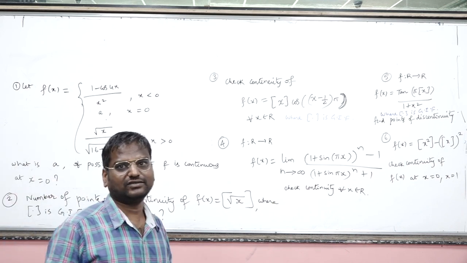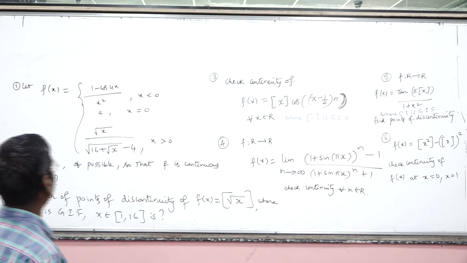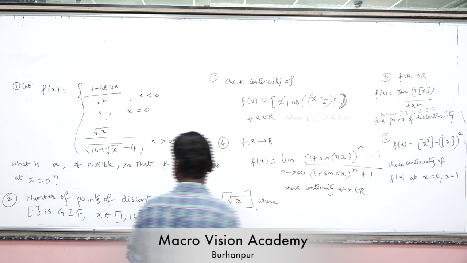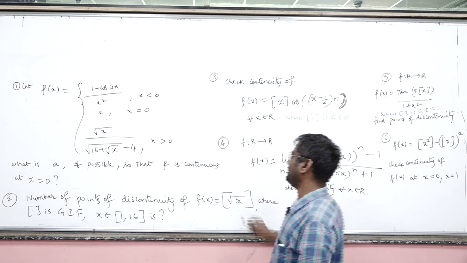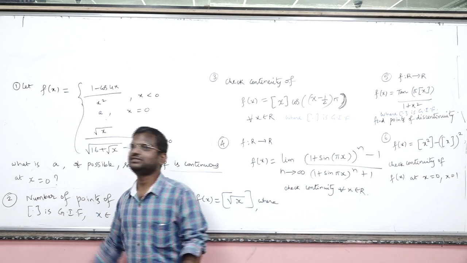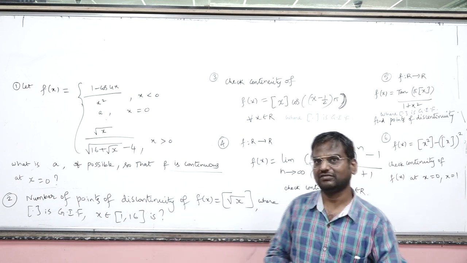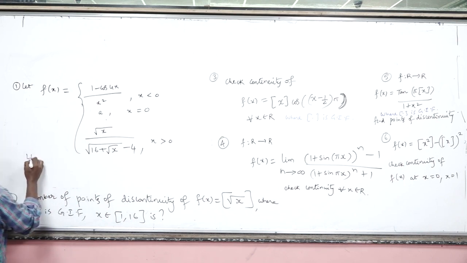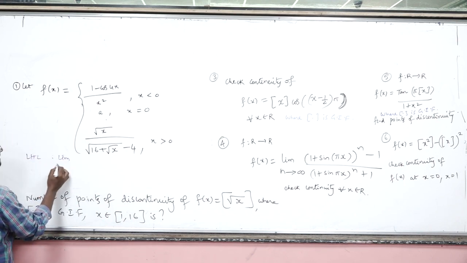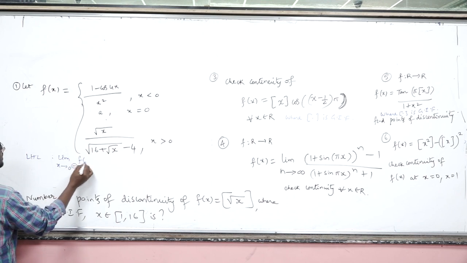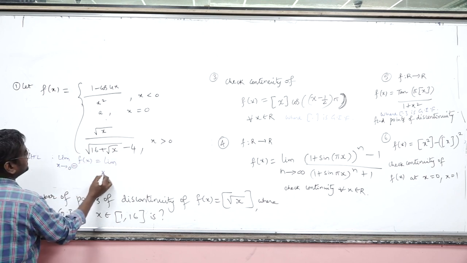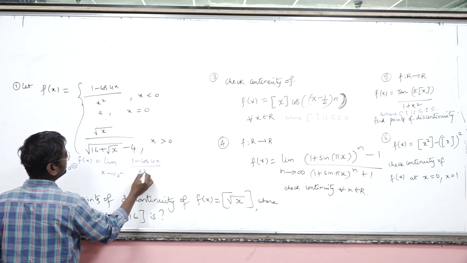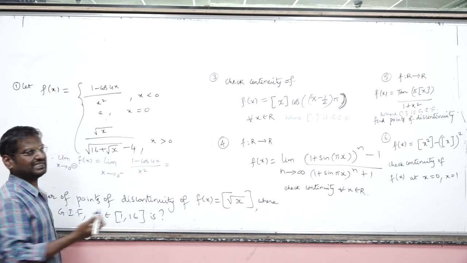So I'll be discussing the solutions now, so you can cross check your answers. The first one is pretty straightforward. If f is continuous at x equal to 0, LHL equal to RHL equal to f of 0. So LHL: limit x tends to 0 minus f of x is (1 minus cos 4x) by x square, which is 0 by 0 form, use L'Hospital or expansion, whatever.